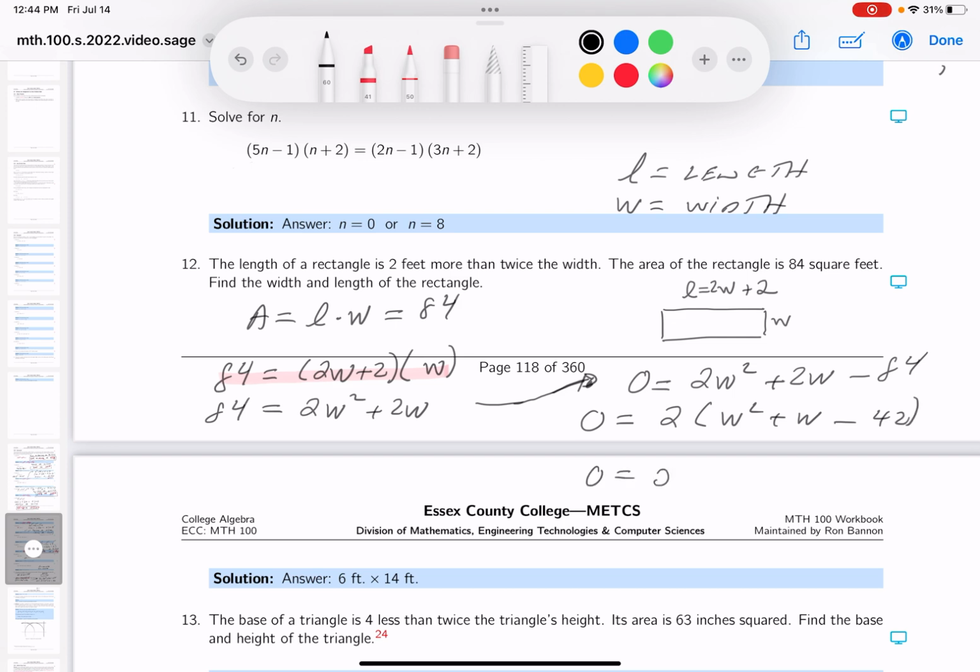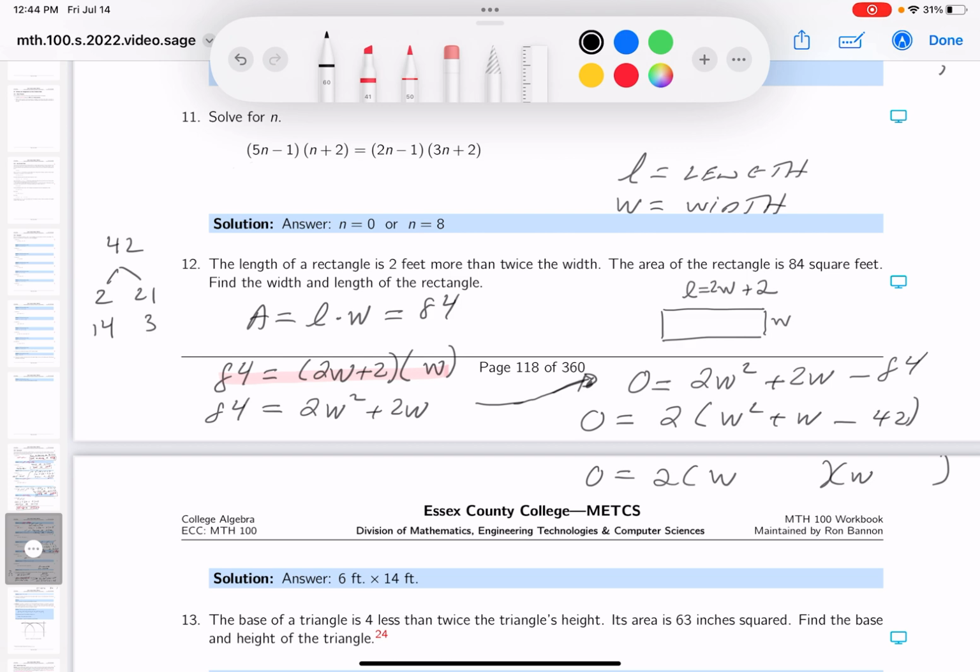0 equals 2. I'm going to make some attempt to factor it. And let's take a look at that. 42, 2, and 21, that's unlikely. I'll write this over here. I'm going to take a 3 from the 21 and give the 2 a 7. So I'm going to say 3 and 14.